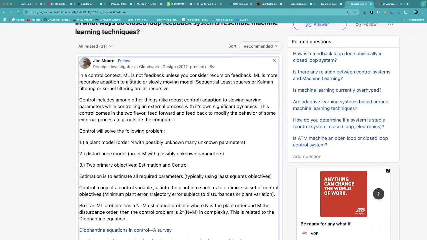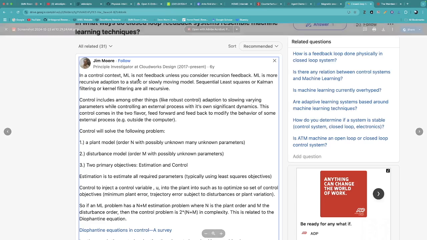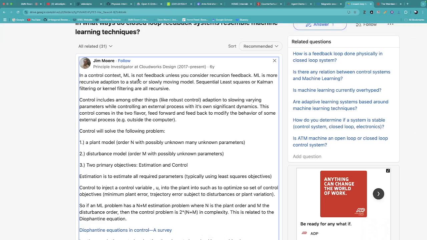Okay. This one says, in a control context, ML is not feedback unless you consider recursion feedback. ML is a more recursive adaptation to a static or slowly moving model. Sequential least squares or Kalman filtering or kernel filtering are all recursive. So it's introducing this concept of recursive feedback. So in machine learning, you have recursion. In programming, in programs in general, you have recursion. And that's sort of the level of closed-loop feedback that we may consider.